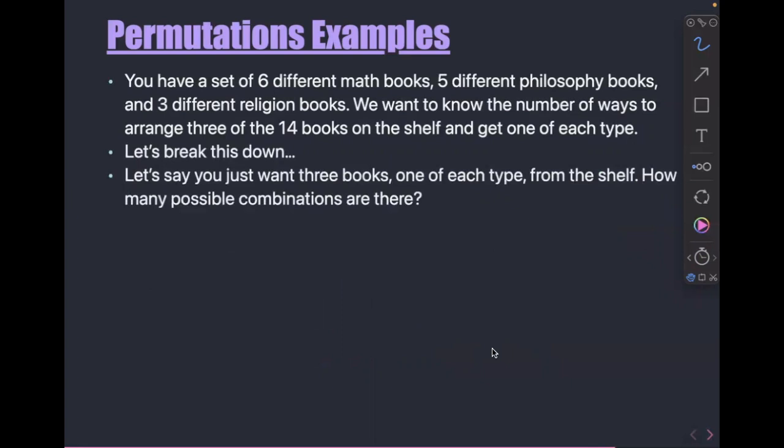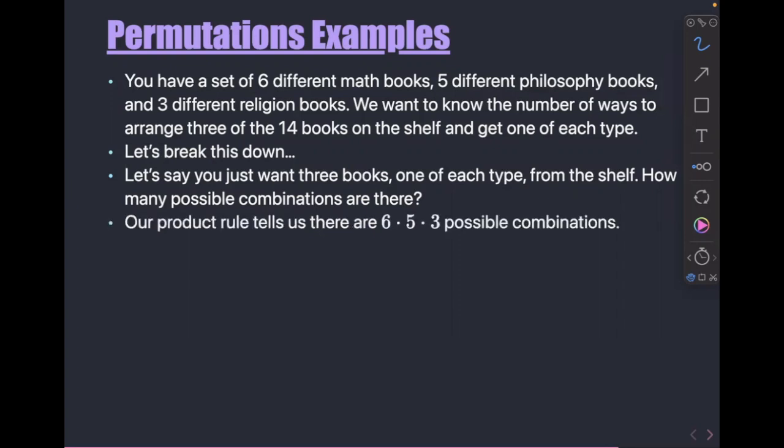So this is just me reiterating it. Let's just say I just want 3 books, one of each type from the shelf. And how many possible combinations are there? Well, we already did that problem, right? So this is if I wanted one math book, one philosophy book, one religion book, how many possible combinations if I just wanted those 3 books? Well, our product rule told us that was just 6 times 5 times 3.